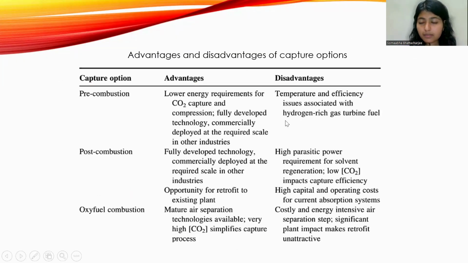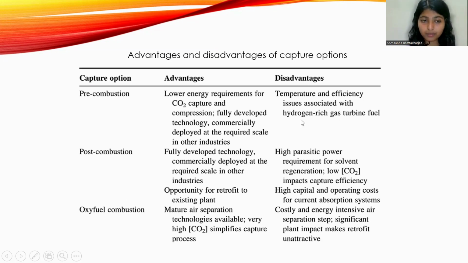So let's quickly summarize the advantages and disadvantages of the capture options. We have three options: pre-combustion, post-combustion, and oxy-fuel combustion. In pre-combustion, the advantages are low energy requirements for the capture process, and it is a fully developed technology, already commercially deployed at the required scale in various industries.